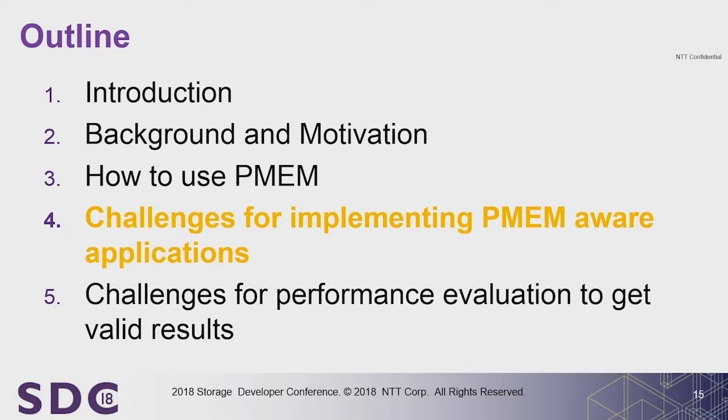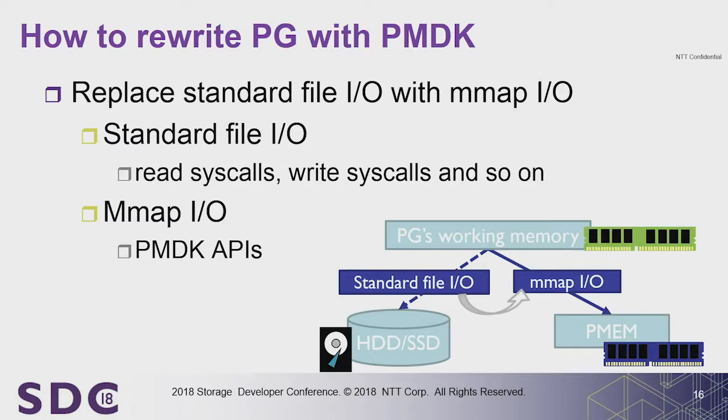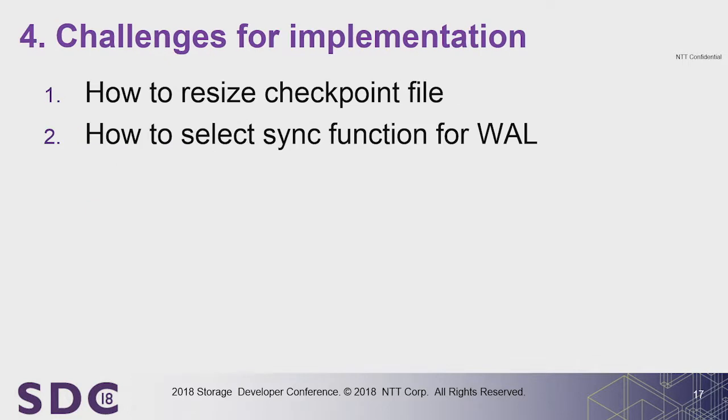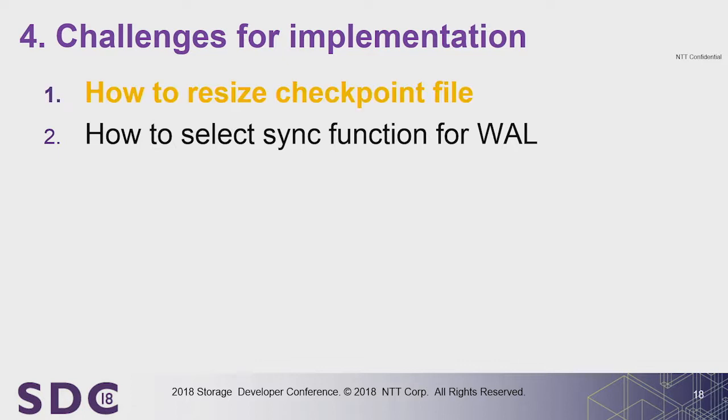I'll talk about the challenges of implementing PG, but before that, I'd like to talk about how to rewrite PG. We replace standard I/O with synchronization calls by mmap I/O with the PMDK API simply. As I said, we chose two points: checkpoint files and WAL files. First, I show you how to hack checkpoint files.